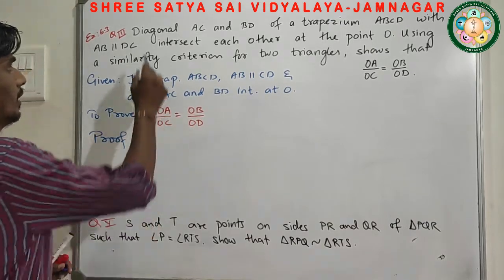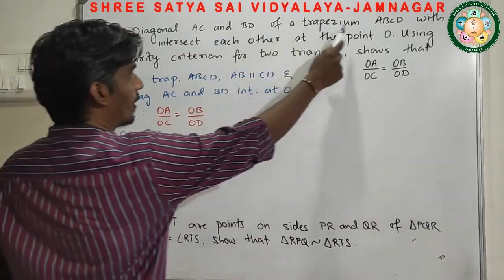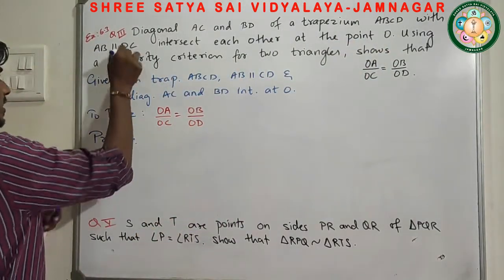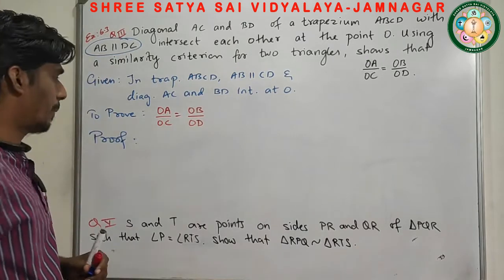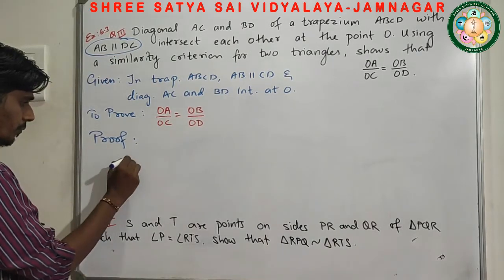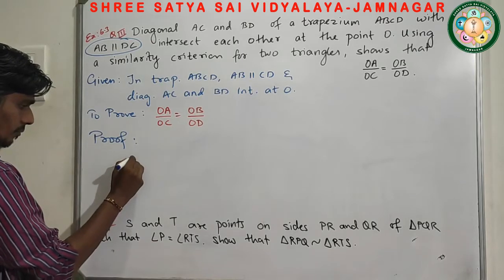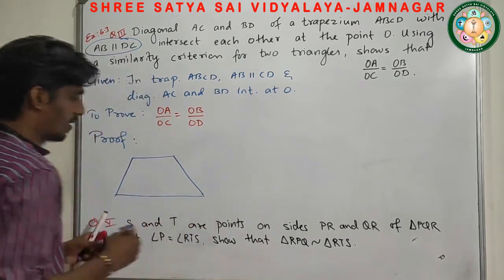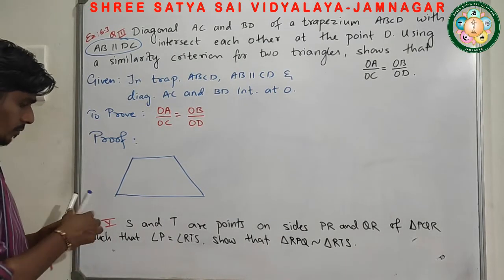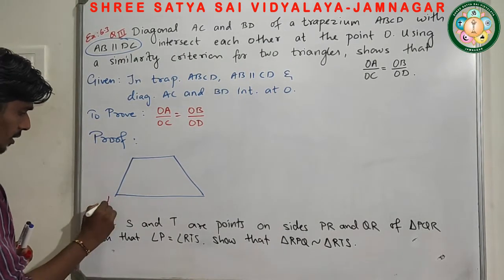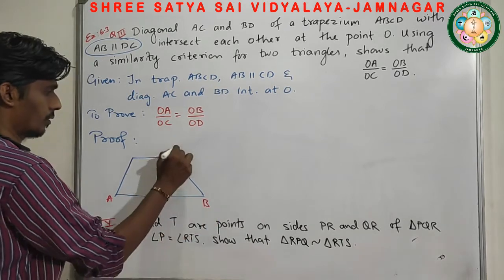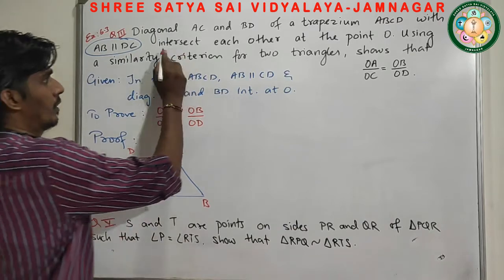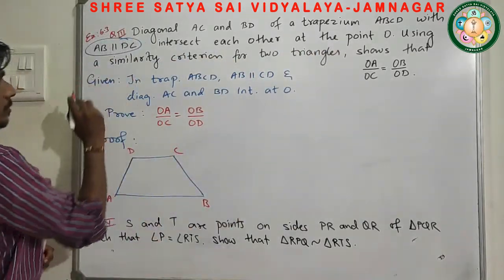So let's read the question. Diagonals AC and BD of trapezium ABCD with AB parallel to CD. So this condition is very important while drawing the trapezium. Let's draw a trapezium first of all. So this is a given trapezium. So this is A, B, C and D. Now AB is parallel to CD, and they intersect each other at point O.